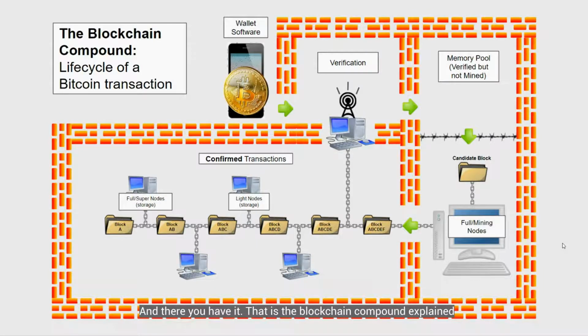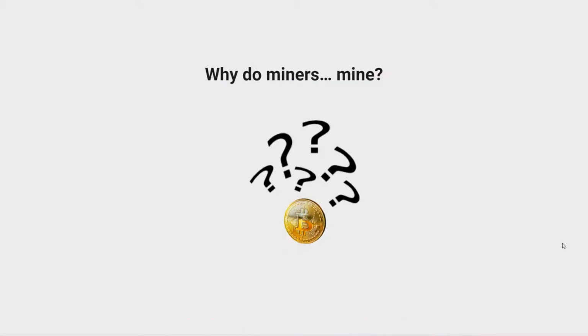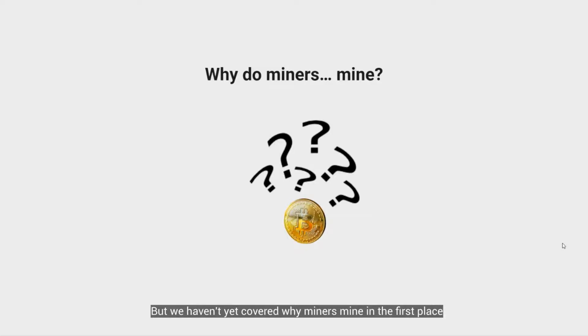That is the blockchain compound explained in full. The full process explaining how a wallet creates private and public keys, how it creates a digital signature that accompanies every transaction, how the nodes verify unspent outputs and decrypt the signature using the public key, and how the miners add transactions to candidate blocks, then perform computations to unlock a block and confirm it to the blockchain. But we haven't yet covered why the miners even mine in the first place, which is a major part of the mining process and a major part of Bitcoin's value.